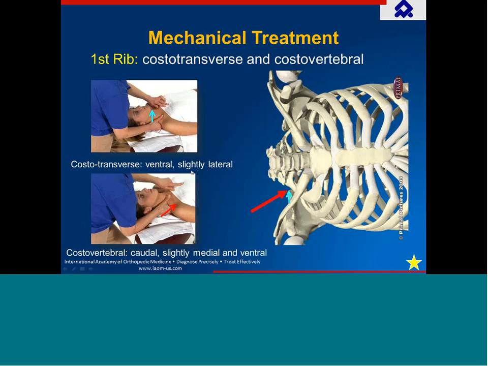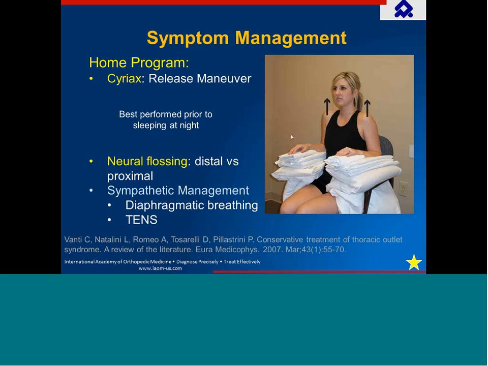Some of these techniques look like this, where we provide a caudally directed force towards the first rib. Oftentimes when we do this, by the way, you begin to activate the patient's symptoms in their arm. And this is what we say: don't stop. Let that symptom pattern run its course. Let that, quote, revascularization or reperfusion, if you will, of that nerve happen in order to create a pattern that ultimately creates healing. Symptom management, we can do the same thing by having them sit and support it in a manner that allows for this tension to be off of the brachial plexus and the neurovascular bundles.